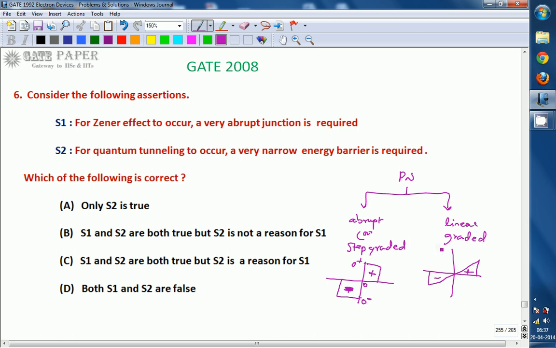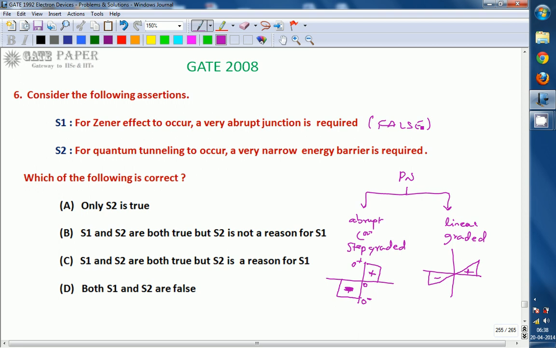So for Zener effect to occur, is it necessary that a very abrupt junction is required? Statement 1 is false, because there is no guarantee that Zener effect happens only in a step graded junction. Zener effect can occur either in a linear graded junction or in a step graded junction. What it requires is very high doping on both the P side and the N side, but it need not be an abrupt junction. It can be any type of junction.